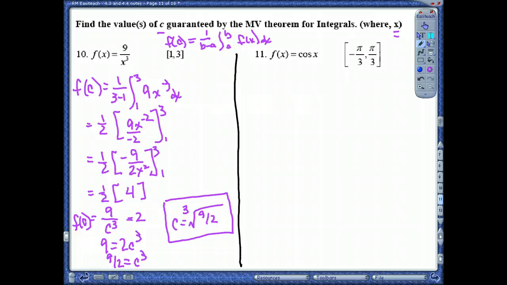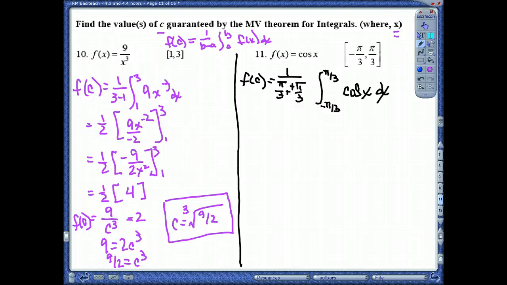Okay, we're going to do the same thing up here. We're going to look at our f of c. It's going to equal our 1 over pi over 3 minus a negative pi over 3, so that's going to be a plus, times our integral from negative pi over 3 to positive pi over 3 of cosine.